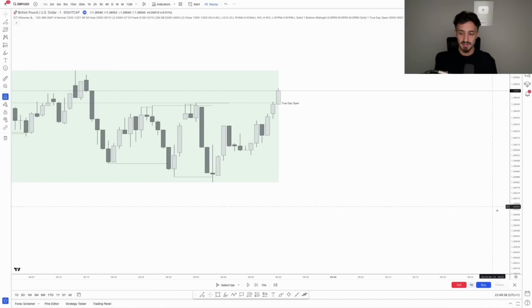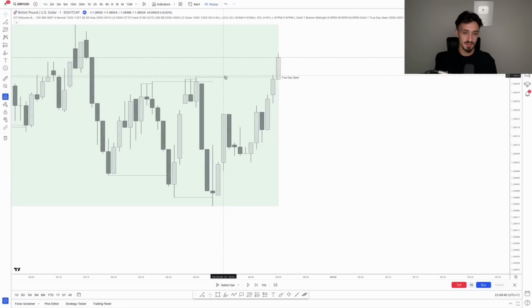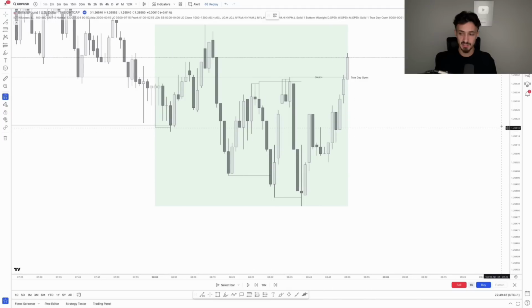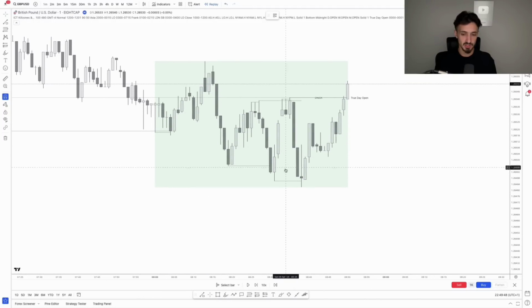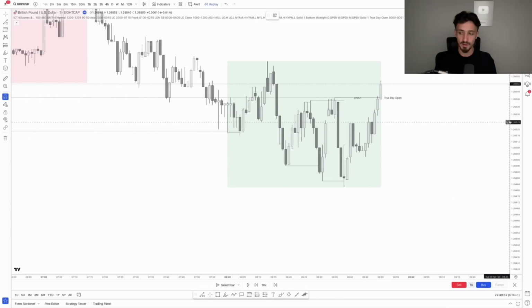Okay, and there you go. There is your difference. That is a break and a close. And so that right there becomes our change of character. Price has obviously shifted from bearish to bullish. Now it's confirmed that we are ready to buy.